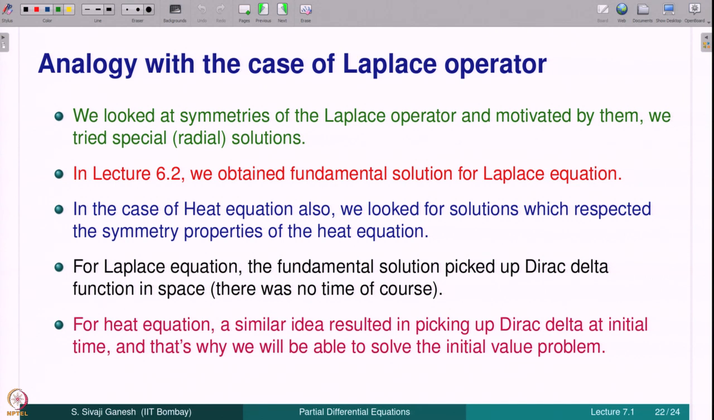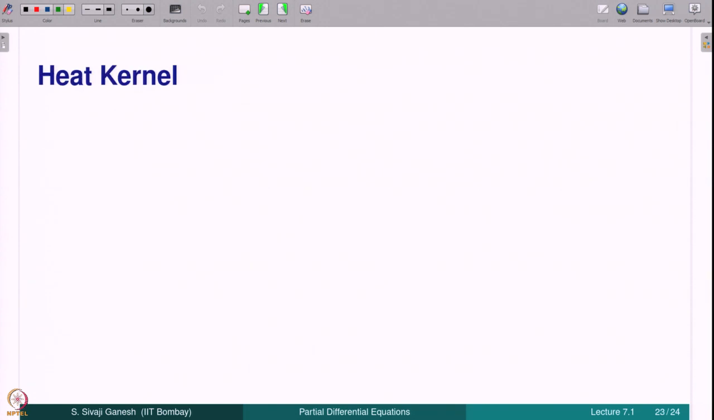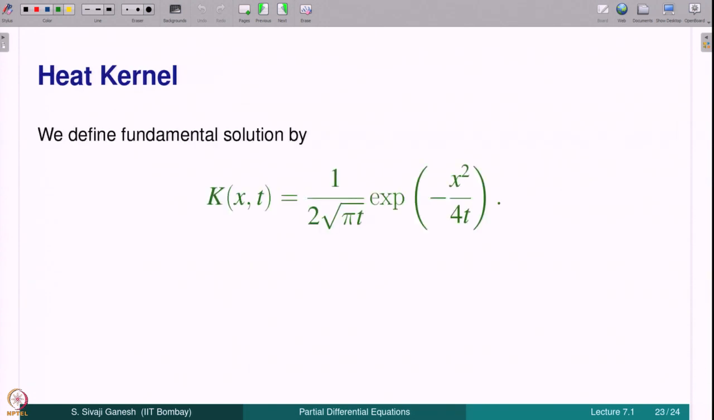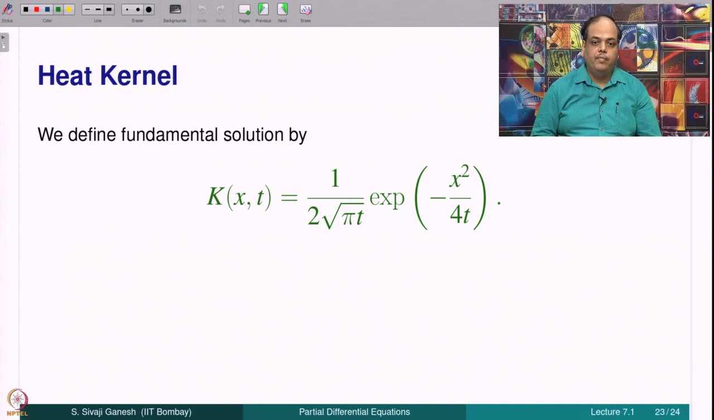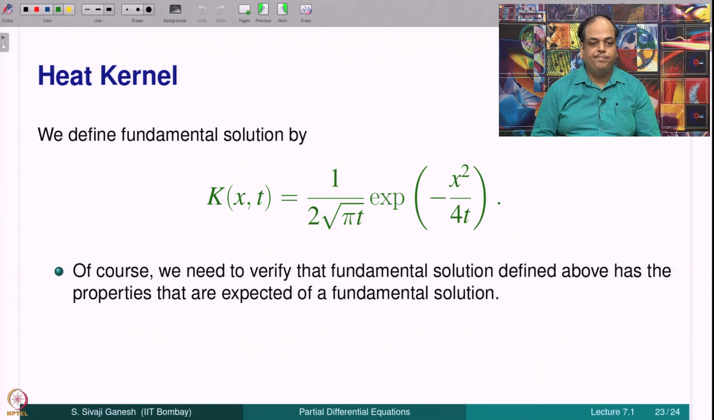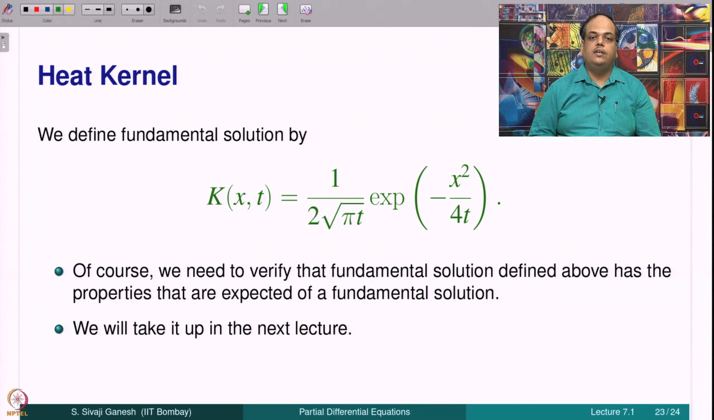We will continue this in the next lecture. Let us define what is called heat kernel, that is 1 by 2 root pi t exponential minus x square by 4t, K(x,t). This is also known as heat kernel or fundamental solution, we can call it fundamental solution. Of course, we need to verify that the fundamental solution defined above has the properties that are expected of a fundamental solution. We will take it up in the next lecture.